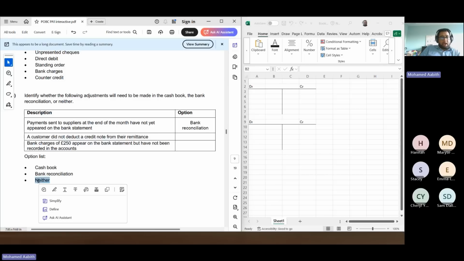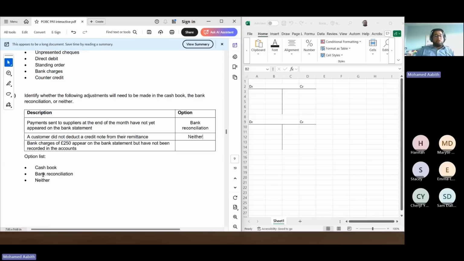So it's not going to be either. Why? It won't affect my bank account or the bank reconciliation. Last one, but not the least, the bank charge of 250 appeared on the bank statement. They charged £250 bank charge, but it has not yet been recorded in the account. That means it has already happened. That's why it's on the bank statement.